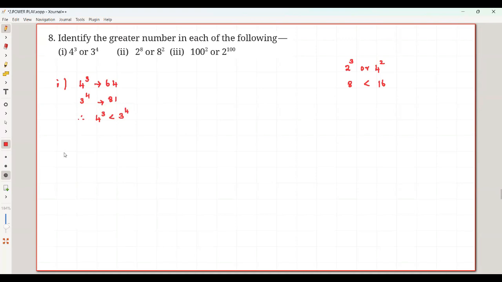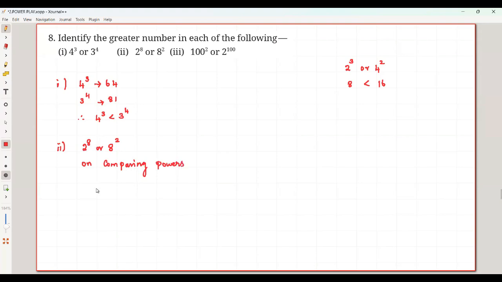Next, second question. From the second question onwards, one number is greater than 5, so we need not find the value of 2 power 8. Just compare the power and write the answer. Second question, we have to compare 2 power 8 or 8 power 2. On comparing powers, I'm just writing the answer.